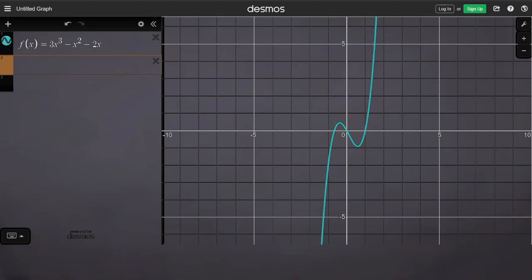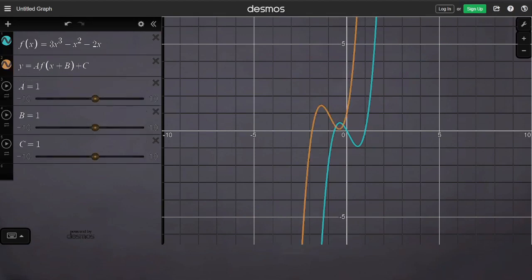Well, that is great. What I really want to do is graph some transformations. So I'm going to tell it that I really want to graph y equals a times f of x plus b plus c. And Desmos asks me if I want to introduce some sliders. Let's go ahead and introduce all of those sliders, and we'll start playing around with things.